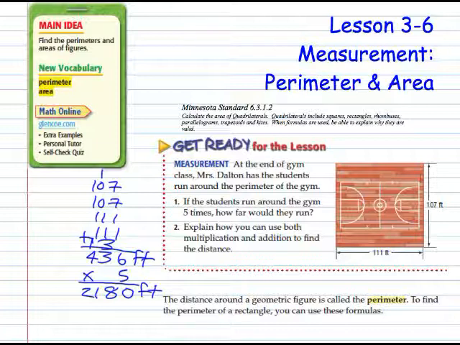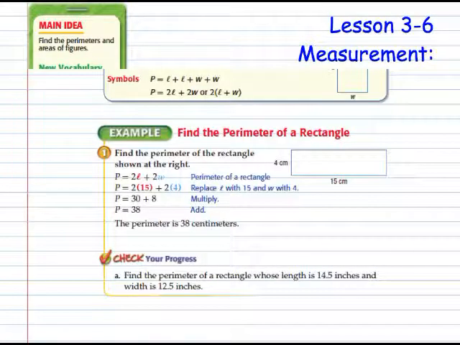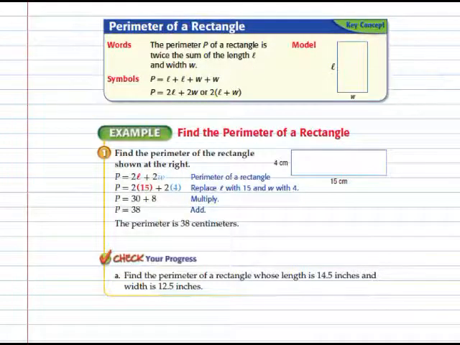The distance around a geometric figure is called the perimeter. To find the perimeter of a rectangle, use these formulas. The perimeter P of a rectangle is twice the sum of the length and the width. So we could add length plus width, or we could add 2 times the length plus 2 times the width, or 2 times the length plus the width.